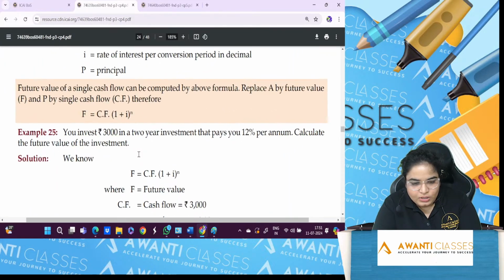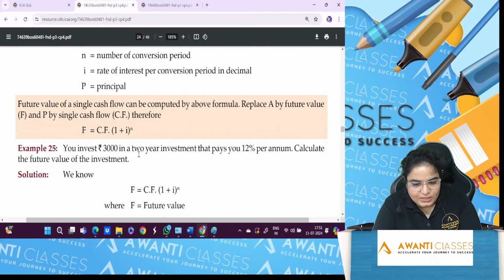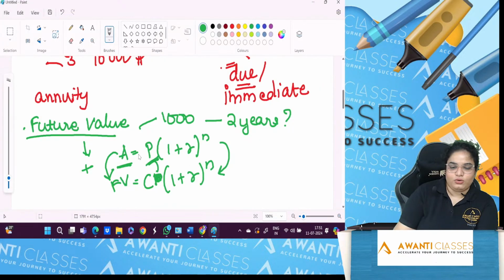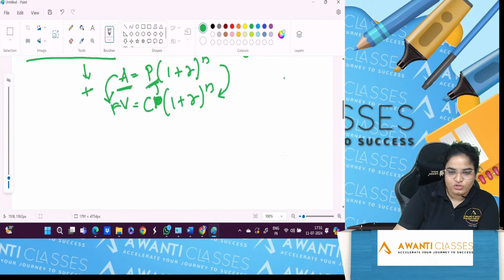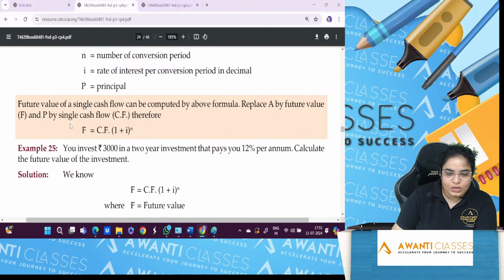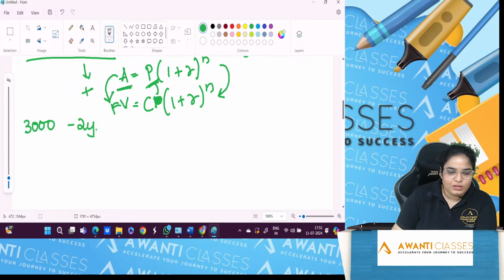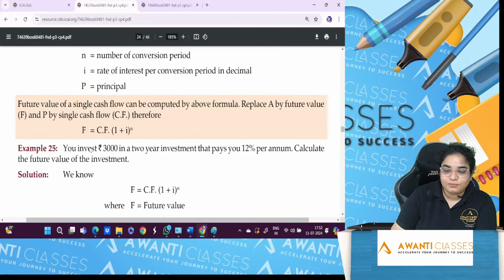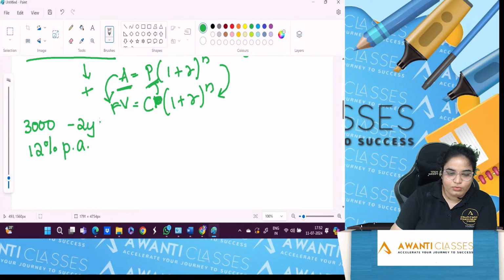They say you have invested 3000 rupees in a 2-year investment. Okay, let us do this question. They said you have invested 3000 rupees in a 2-year investment that will pay you 12% interest per annum. Now they want to find out the future value. This is not a loan, this is your own savings.